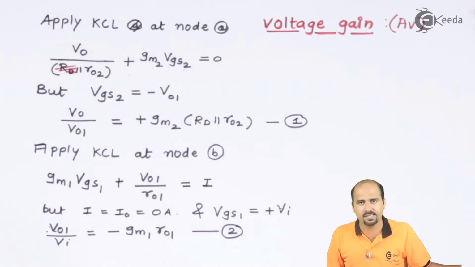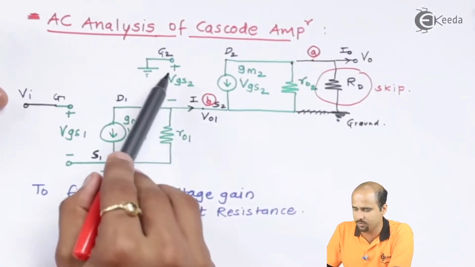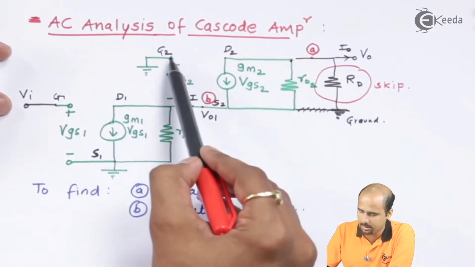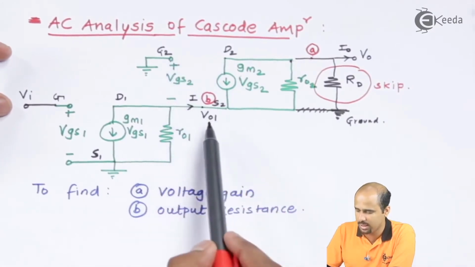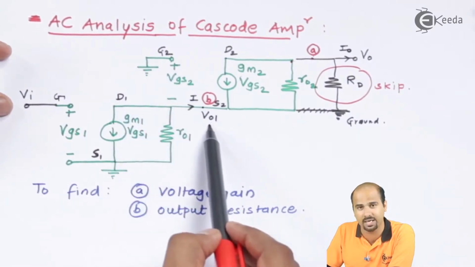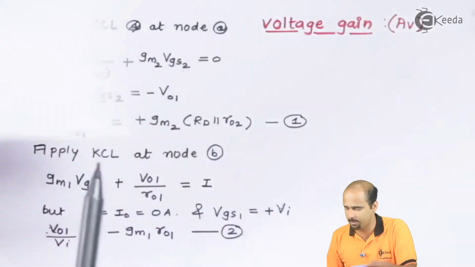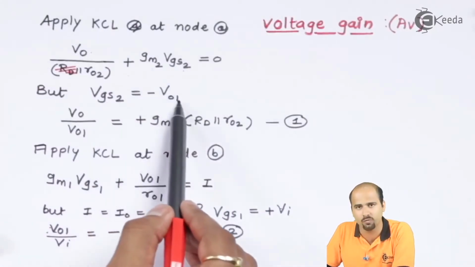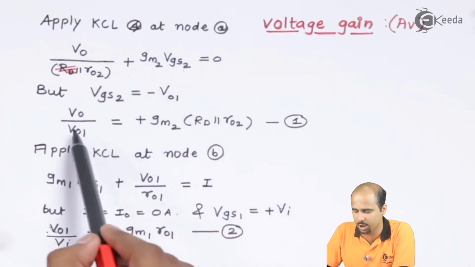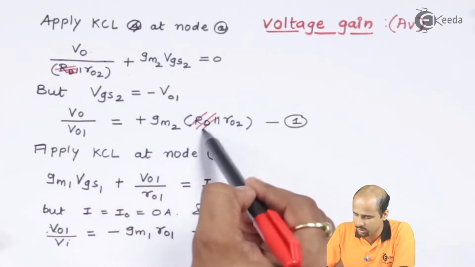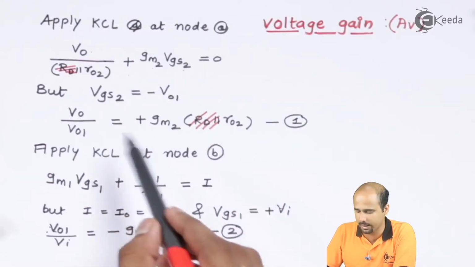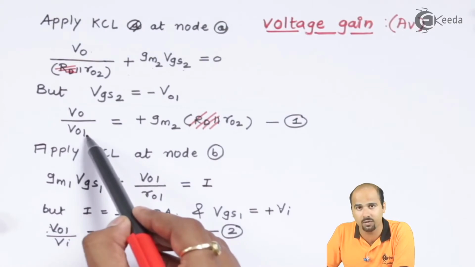As I know, VGS2 and Vo1 are both with respect to ground. Vo1 is with respect to ground, and VGS2 is also with respect to ground but at a positive side. So I can say that VGS2 is negative to Vo1, but the magnitude is the same. So VGS2 is equal to minus Vo1. Instead of the plus sign, here I will get the minus sign, and ultimately I will get the ratio Vo divided by Vo1 equal to plus gm2 ro2. That is equation number 1 that we get as the ratio of Vo divided by Vo1.